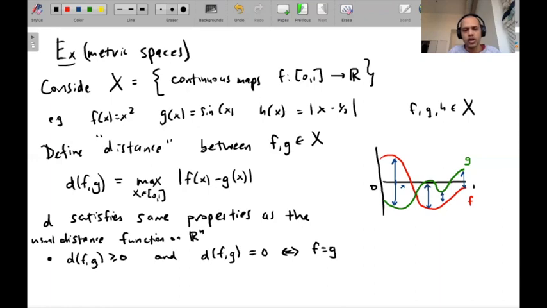Well, if f is equal to g, then obviously this is 0 for every x. But conversely, if f is not equal to g, then f and g differ at some point, and then you can show that they differ on some interval. Oh no, that's not even necessary. If they differ at some point, then this maximum is greater than 0. Okay, fine. The second property is that this distance function is symmetric.